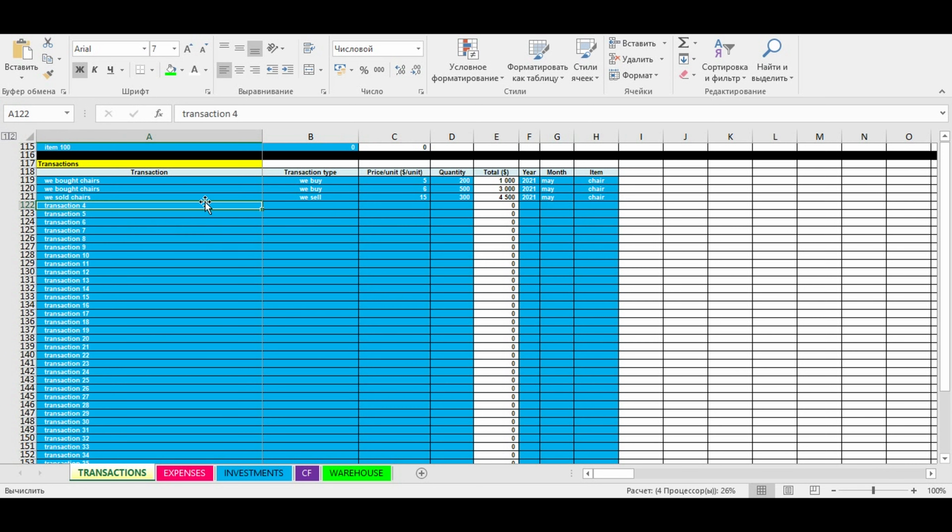Then, for example, we sold a little bit more chairs. For example, we sold for the price of $20 per chair, and we sold, for example, 50 chairs. In May.